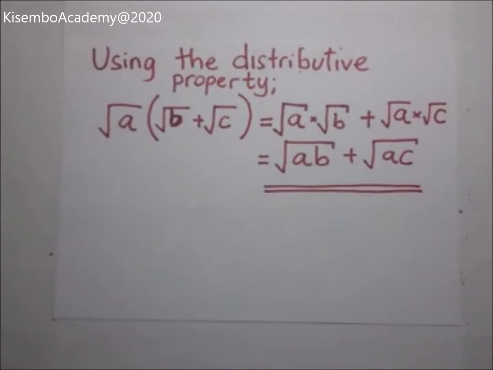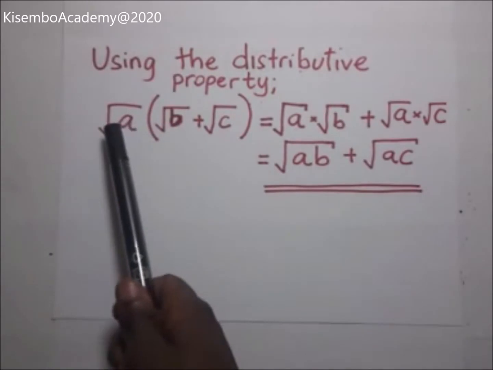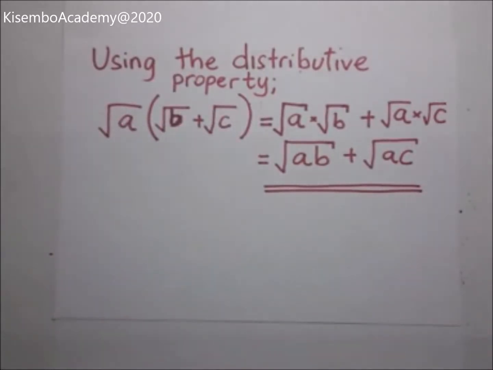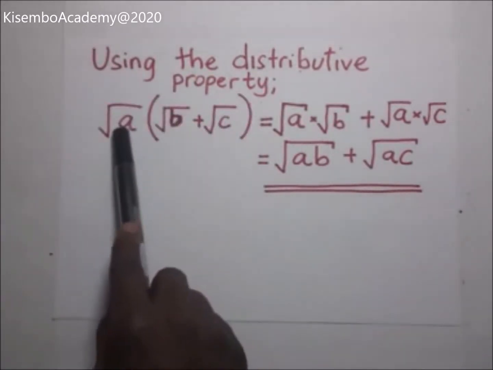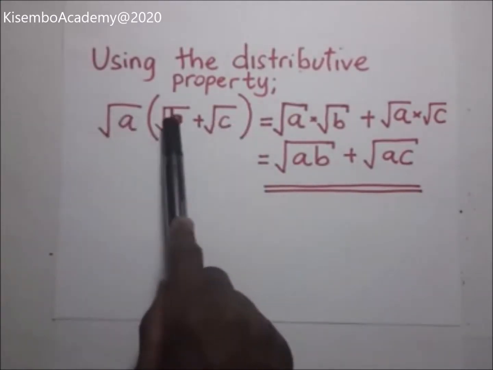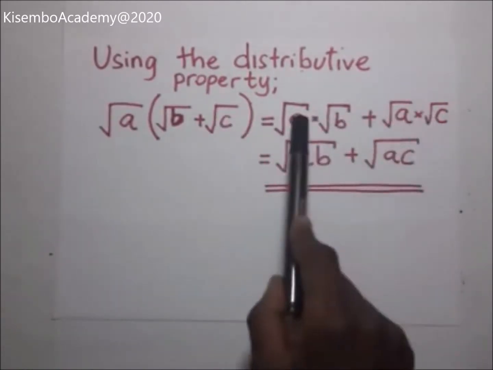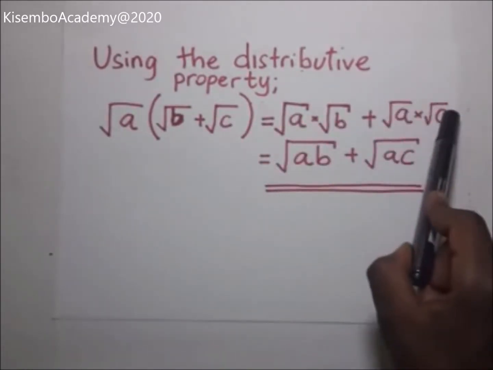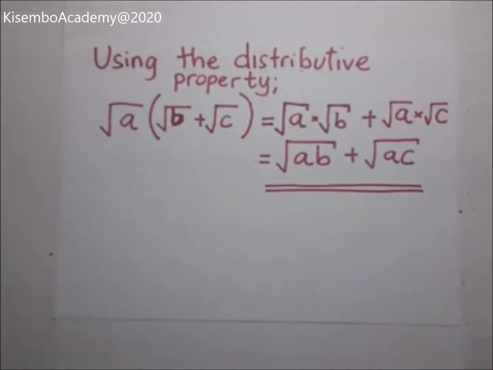Now going on to use the distributive property, supposing we have a surd that is outside the brackets and we are required to open brackets just like the way it is done in algebra. We shall do it in the same way. We have root of b plus root of c inside the brackets and we have root of a outside. So to open the brackets here, it's going to be root of a times root of b, then root of a times root of c, which is this step. Root of a times root of b plus root of a times root of c, and we shall end up with root of ab plus root of ac. We'll do an example still to illustrate this.